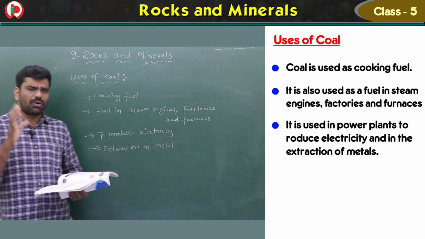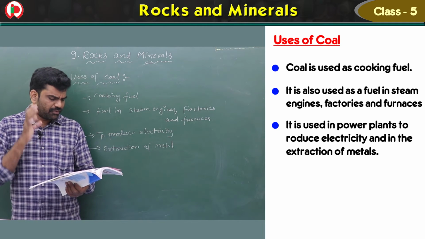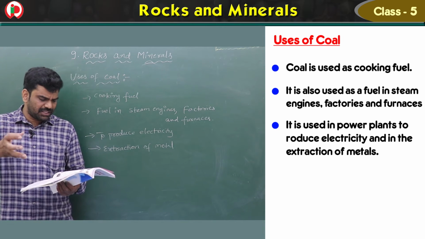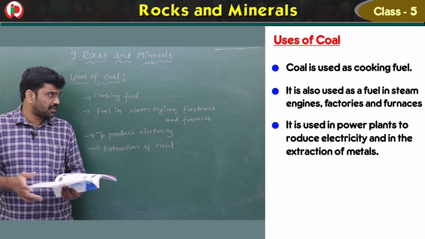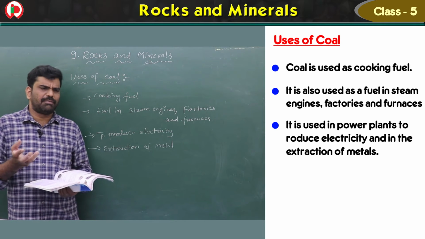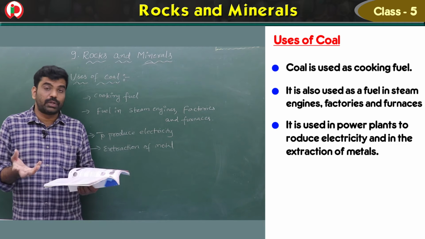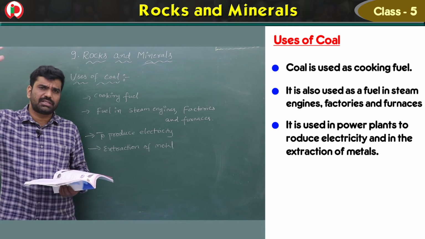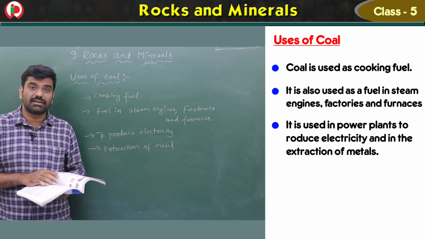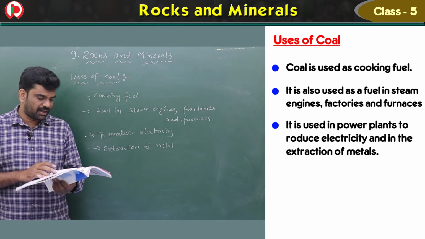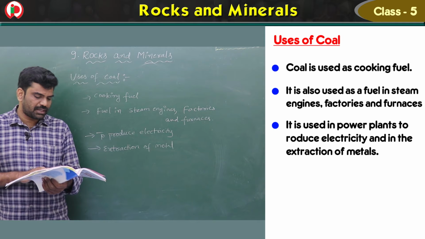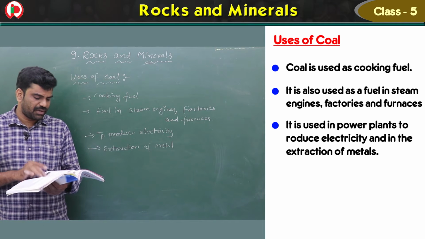Let's see, coal is used as a cooking fuel. It is used as a fuel to run the steam engines in the factories and the furnaces. What are furnaces, children? Furnaces are the blast furnace and reverberatory furnace, used to heat things at very high temperatures, nearly 500-600 degrees maintained for a long time. That is called a furnace. It is used in power plants to produce electricity and in the extraction of metals.